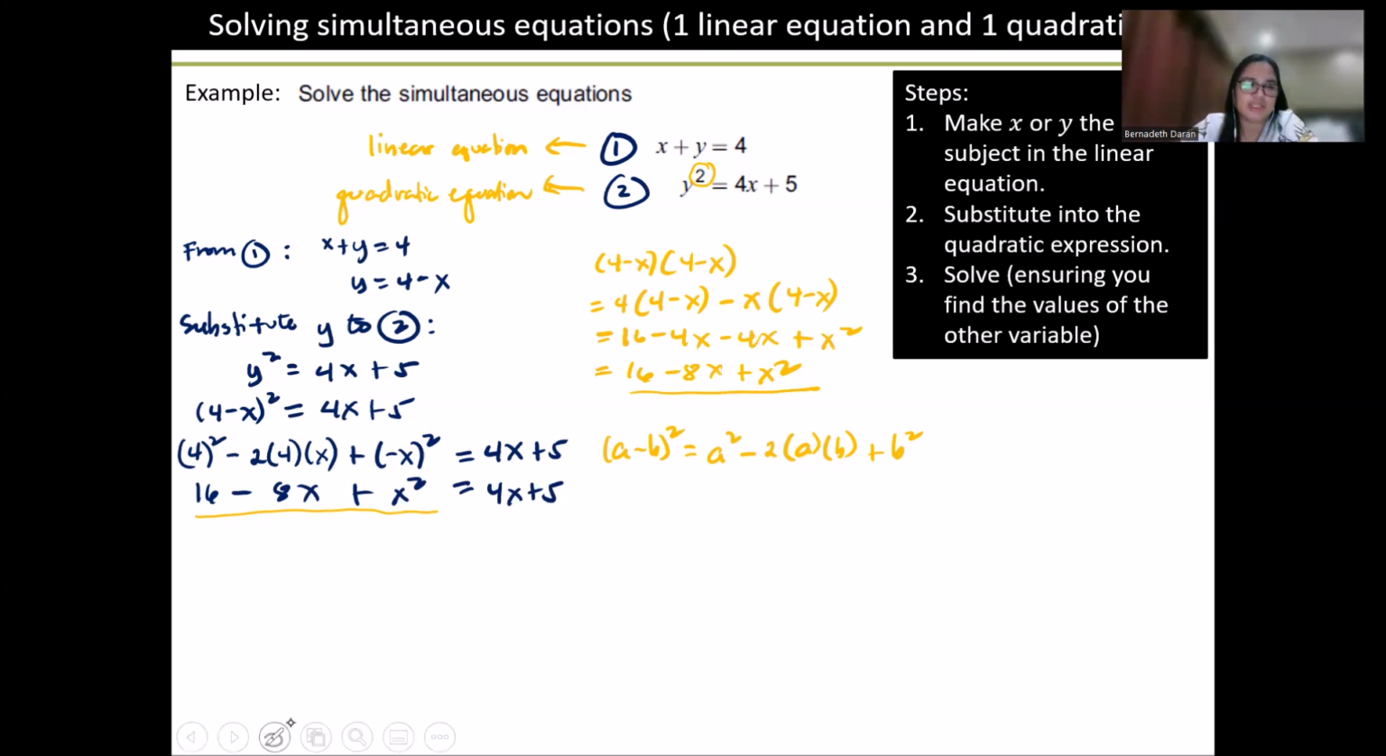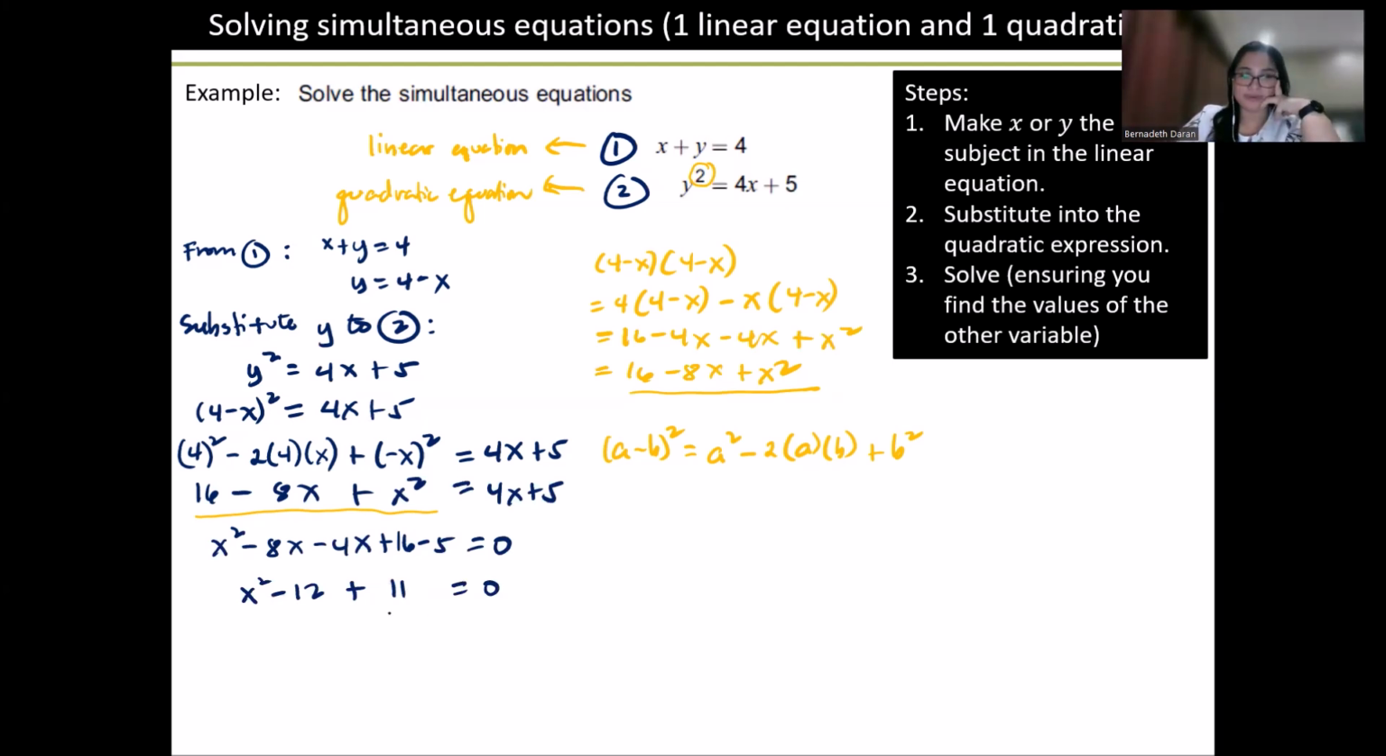Okay, now let us simplify. So we have x squared minus 8x minus 4x plus 16 minus 5 is equal to 0. So let us lump them all in one side. So we have x squared minus 12x plus 11 is equal to 0.